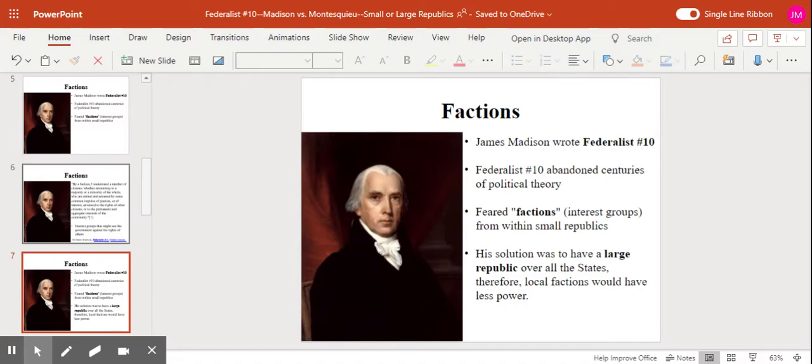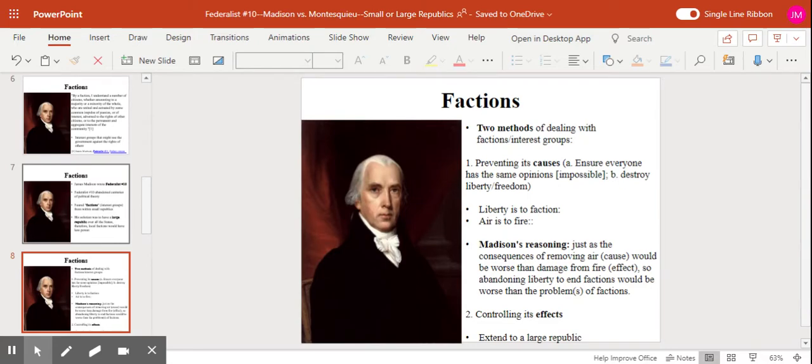The potential for interest groups to gather and influence is more prevalent in smaller republics. Therefore, he argues for a larger republic that will dilute the power and influence of these local factions, interest groups. Now, he points out there are kind of two methods of dealing with the factions. And these are actually in reverse order in his paper, but I'll handle them this way.